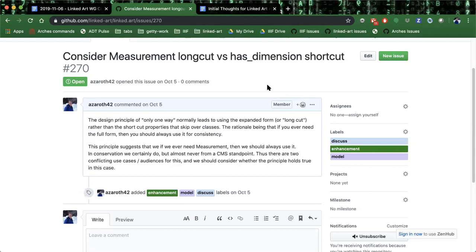Do we always use a measurement, even though we would require the creation of nodes for no real value from the collection management standpoint? Or do we have two ways to do it? So use the shortcut for the collection management and also have measurement activities for the conservation use case. So that is the issue. It is issue 270 in GitHub.